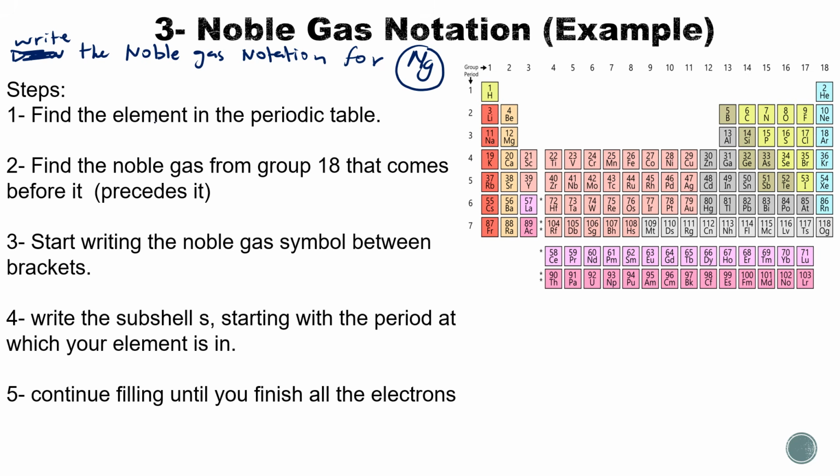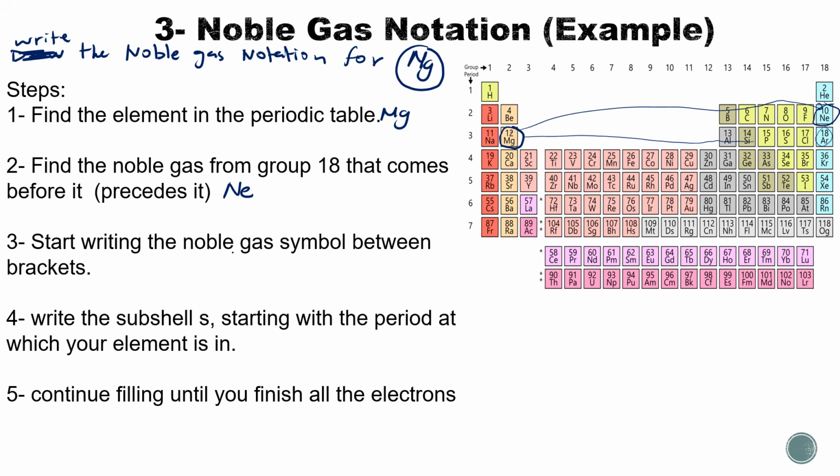So find the elements in the periodic table. So where is magnesium, guys? It's here, right? Now find the noble gas. The next step, find the noble gas from group 18 that comes before it. So magnesium, the one that comes after it is argon, but the one that comes before it is neon, because this is 12 and neon is 10. Okay, so it's neon.